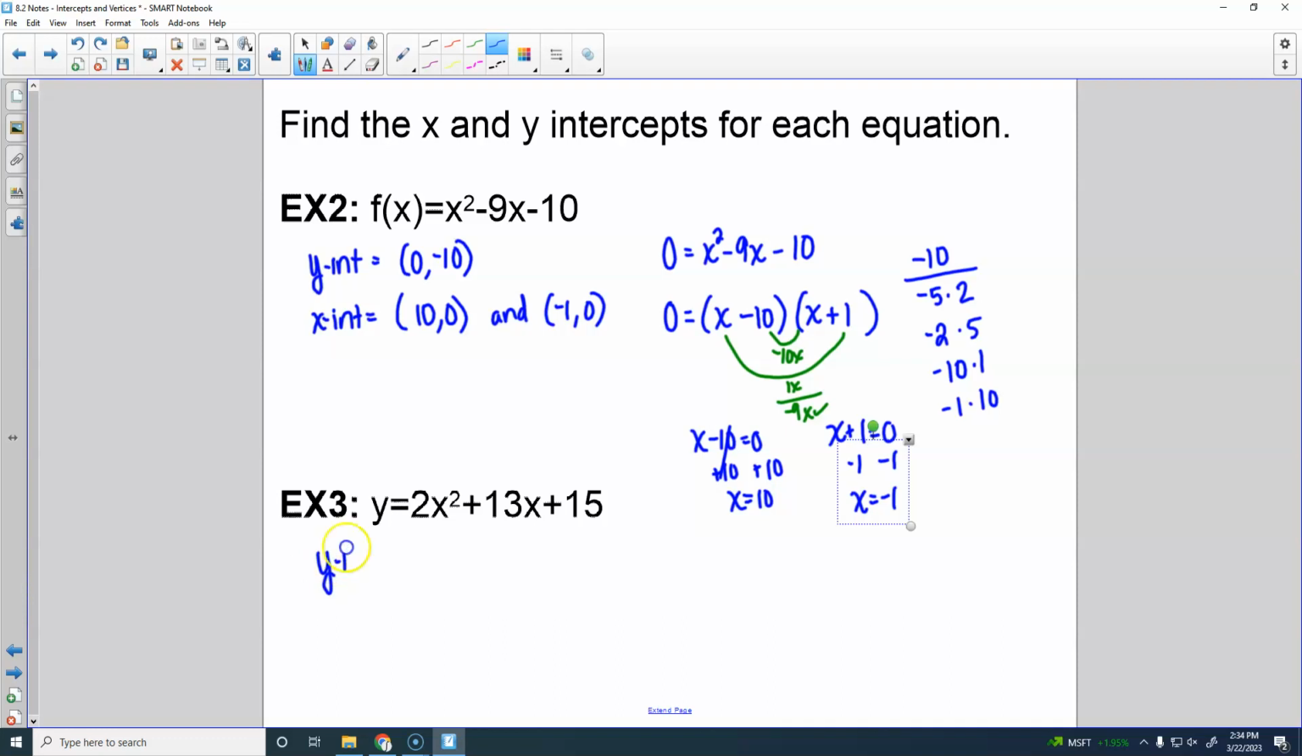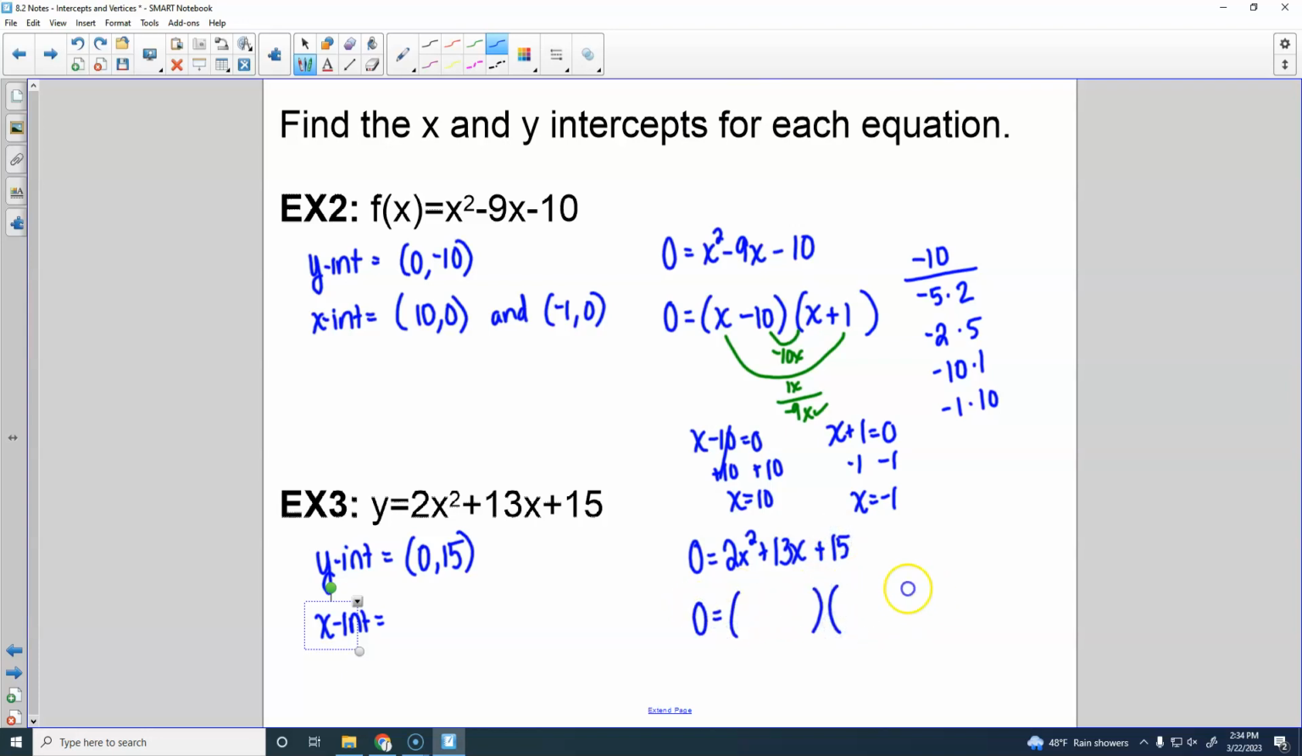Let's see. Blakeland, what did you get for the y-intercept on this one? Perfect. Okay. And then for our x-intercept, that's a little bit more difficult. So we've got to do 0 equals 2x squared plus 13x plus 15. 2x and x, that sounds good. What have you got for the last part? Plus 3 here and plus 5 here. And if we check that to make sure it's right, that gives us 3x and 10x, which does give you the 13.